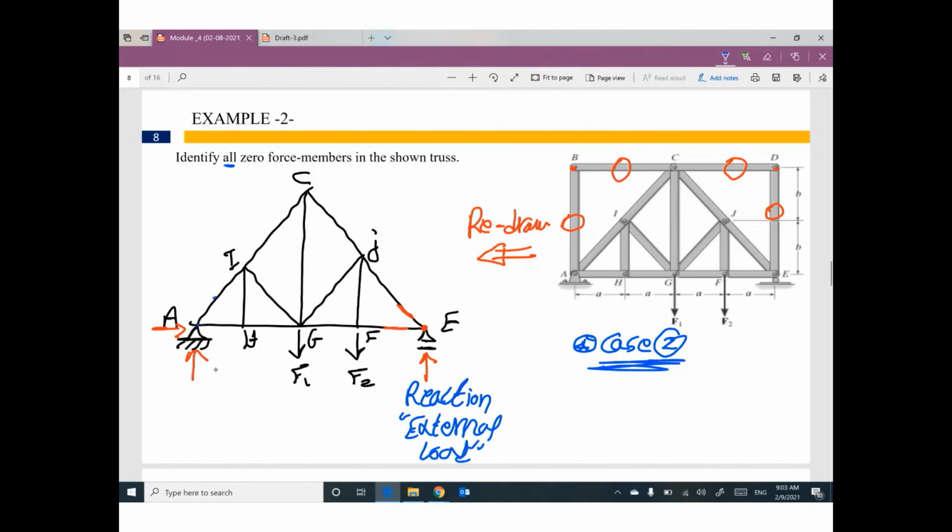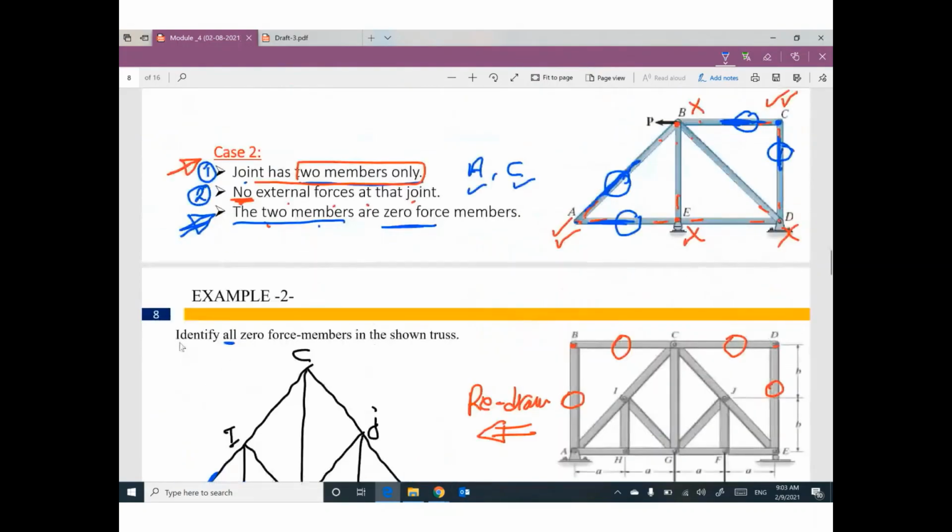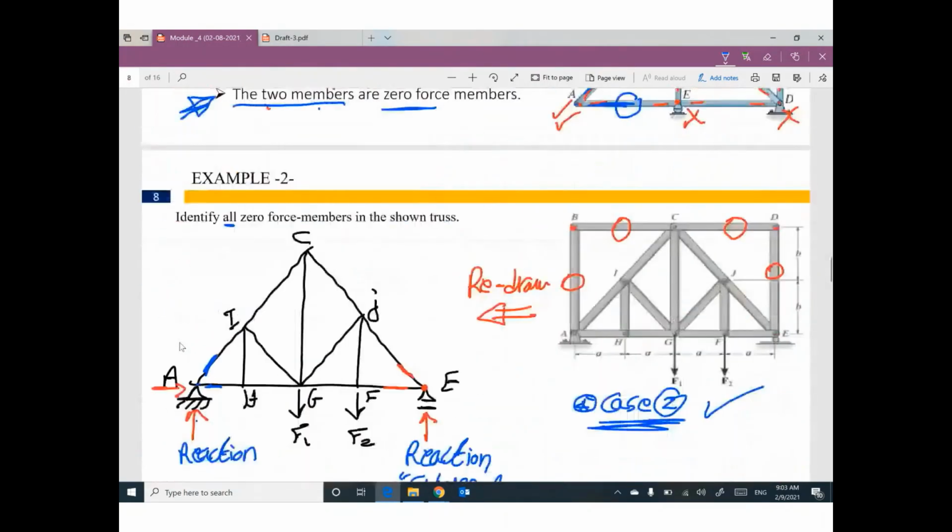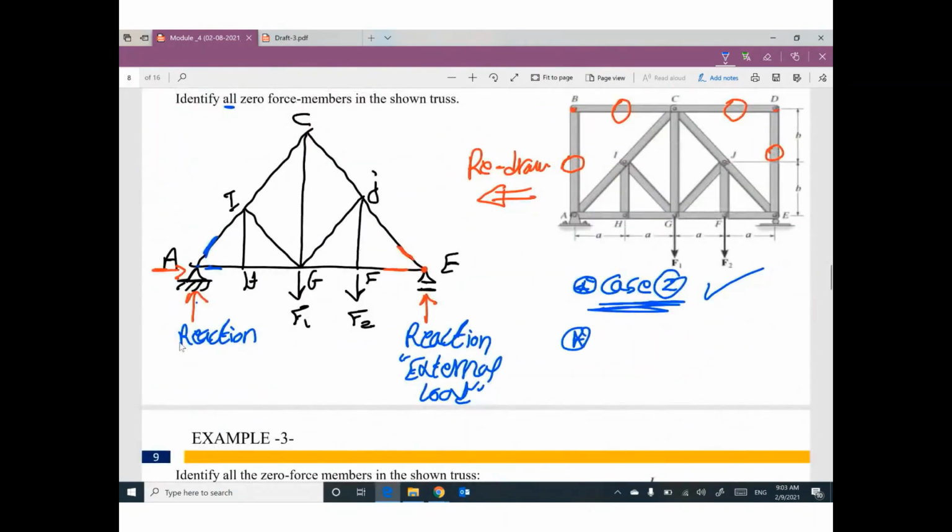Joint A has two members. That's right, but we have two reactions. So I am done with case number 2. There is no more joints fit for case number 2. Let's try case number 1. So the second step, case number 1.